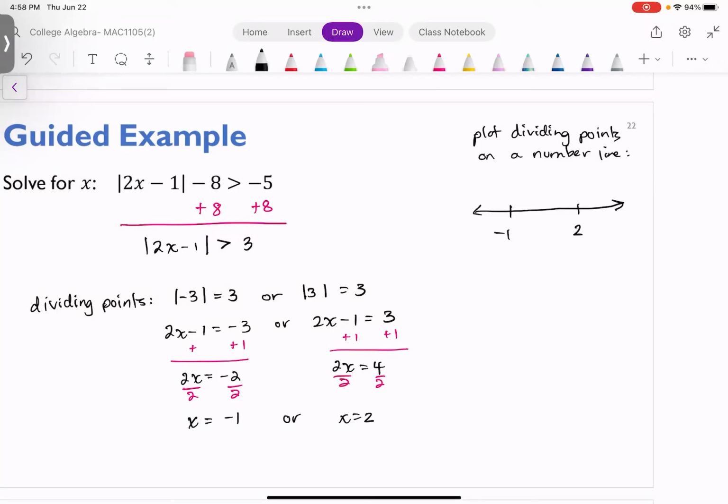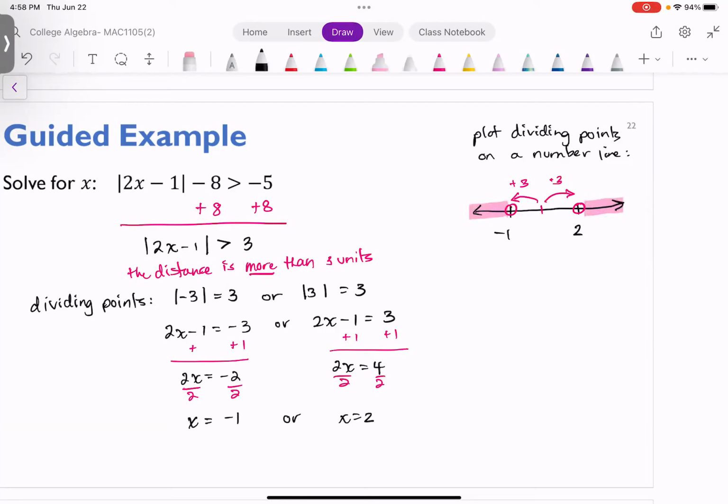Now I'm going to use my interpretation of the distance to figure out where to shade on this number line. Actually, I'm also going to add open circles here because I know that they're not included in my answer. So what I'm thinking about is this. The distance is more than 3. And when I say the distance, I mean the distance from the midpoint between these 2 points is more than 3. That means I'm shading on the outside here.